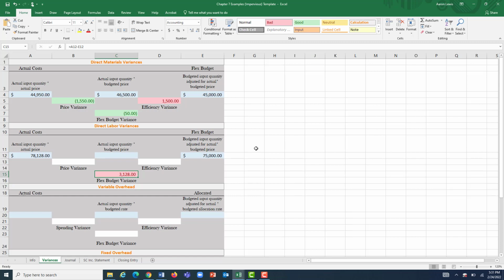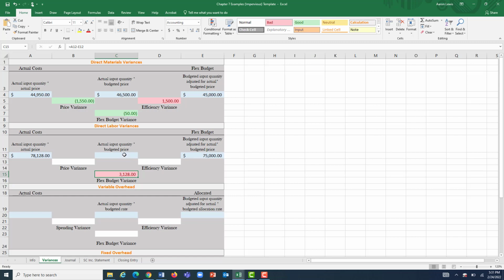Well, how much of that $3,128 can be attributed to a change in price? Maybe there's a cost of living increase. We had to pay our laborers more than we thought we did. Or labor inefficiency. It took our employees longer to produce that amount of mugs than we thought it would have when we set our standards.